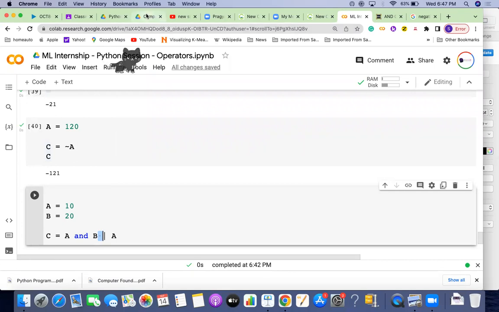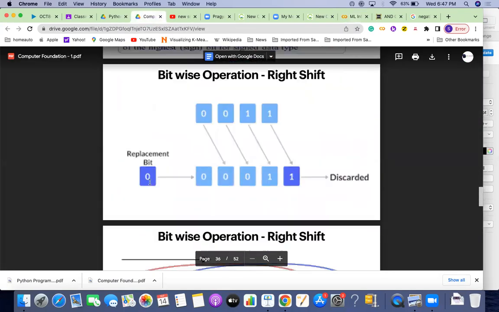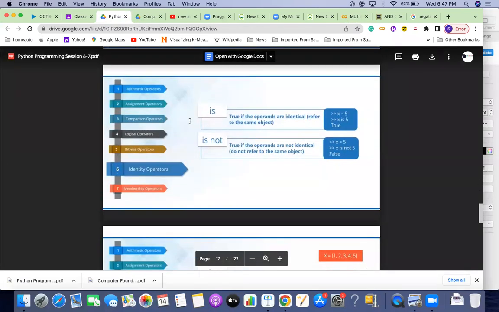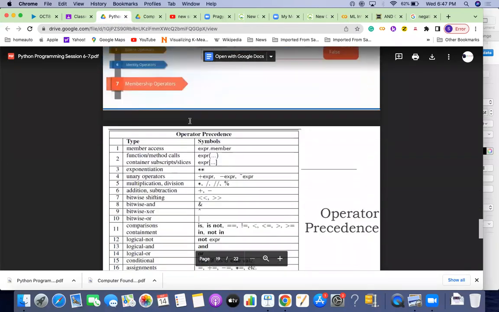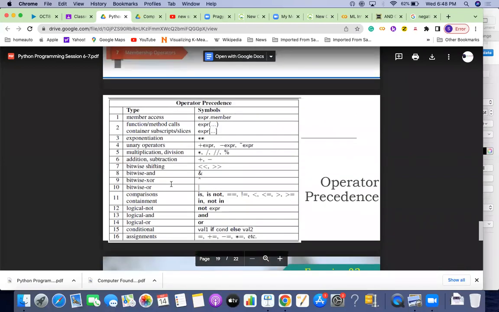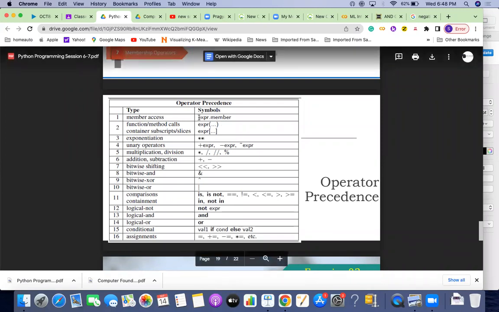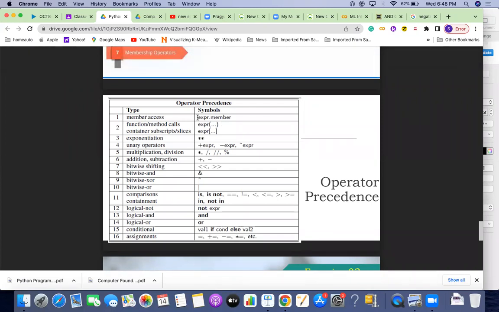Precedence of operators. You should be knowing that, but I have not covered that actually. Whenever I cover it, then I will solve that, or else I will go back to the precedence of operators. This is the precedence of operators. The first priority is member access. I have not explained member access yet, so I will explain what it means.